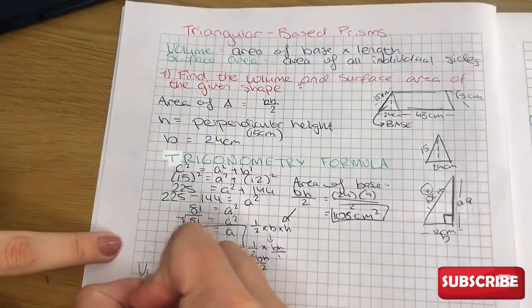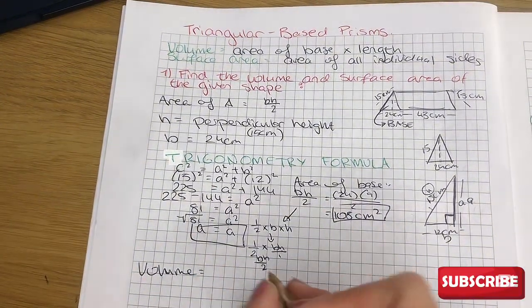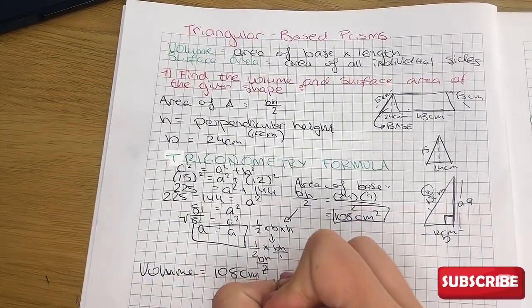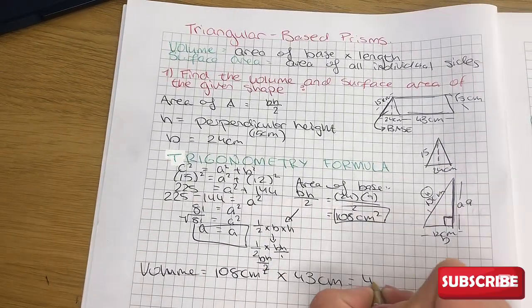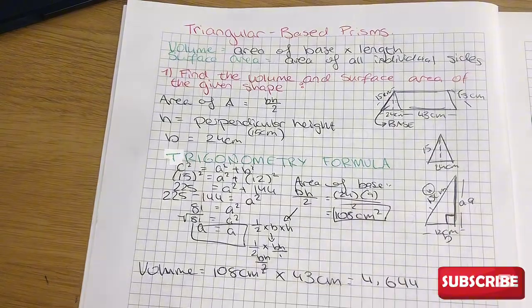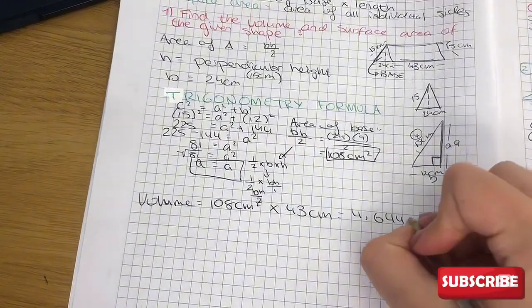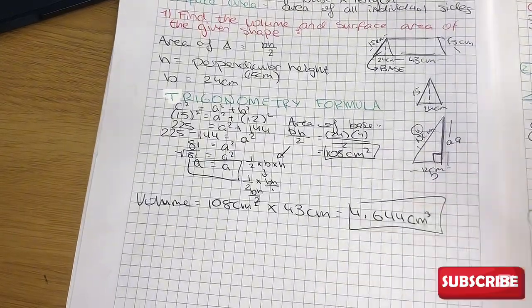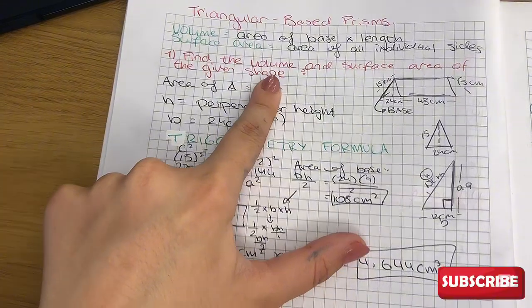So to find our volume, all we need to do is just put 108 centimeters squared multiplied by 43 centimeters is 4,644. Quick quiz, what is the unit for volume? The unit of volume is centimeters, or meters, doesn't matter, cubed, okay? Now we have found the volume. We have found the volume of this prism.